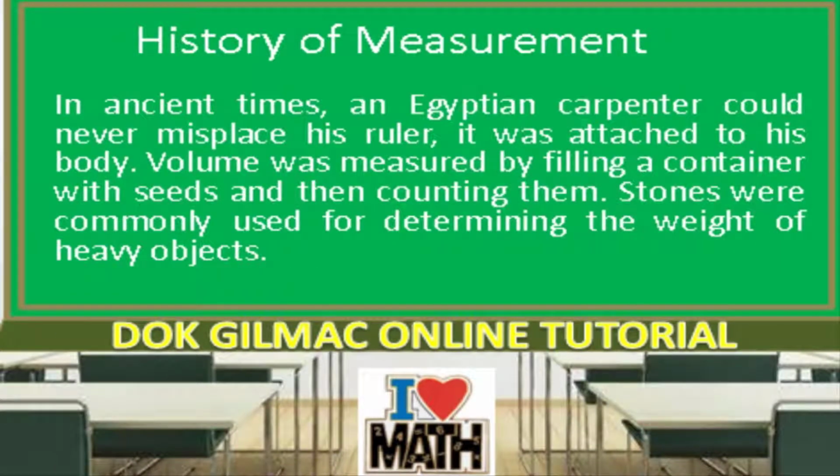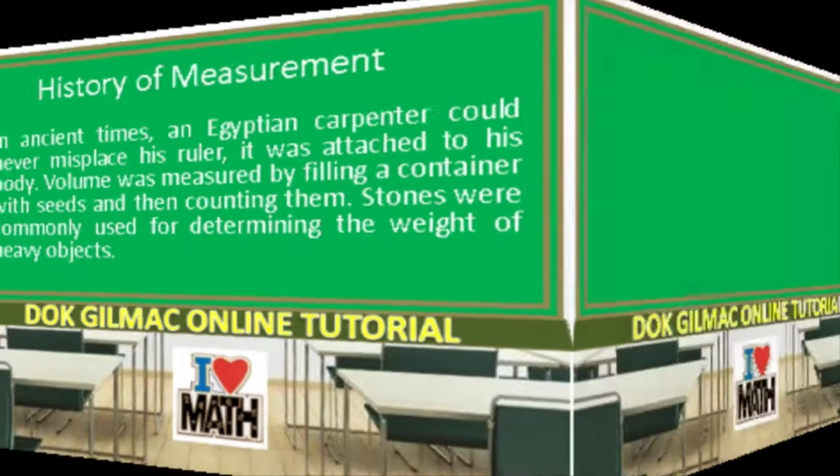In ancient times, an Egyptian carpenter could never misplace his ruler. It was attached to his body. Volume was measured by filling a container with seeds and then counting them. Stones were commonly used for determining the weight of heavy objects.